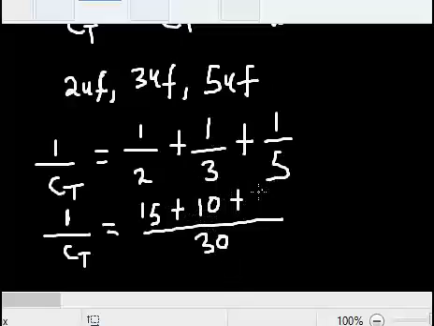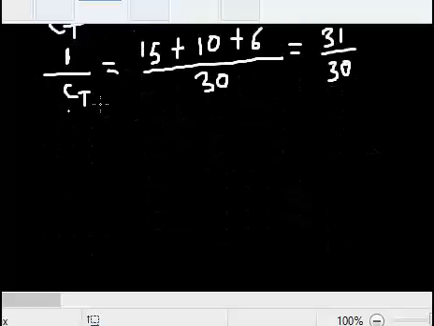30 divided by 5, that's 6. 6 times 1 is 6, okay? So, adding up, there's going to be 25 plus 6, right? 31. 31 all over 30. But that's not the answer, because what you're looking for is CT, not 1 all over CT. So, you have to invert the fraction, okay?